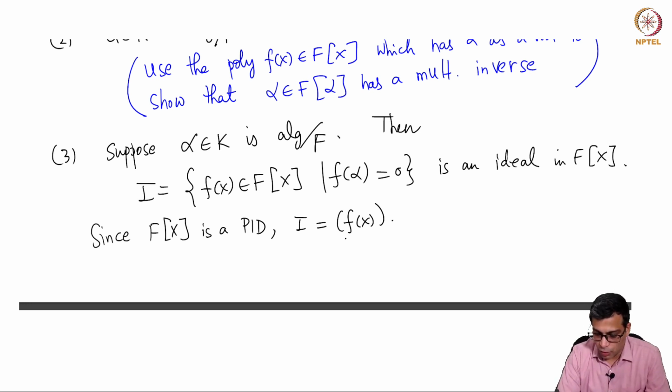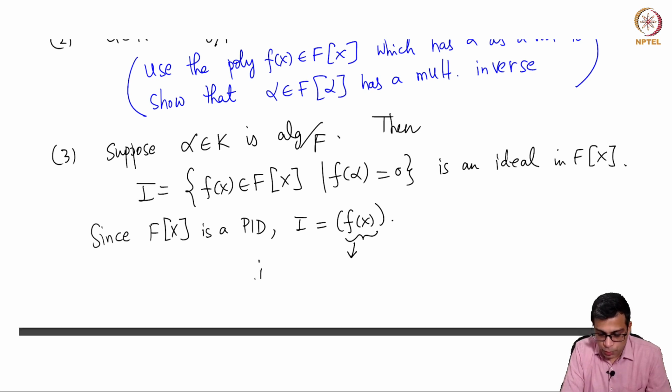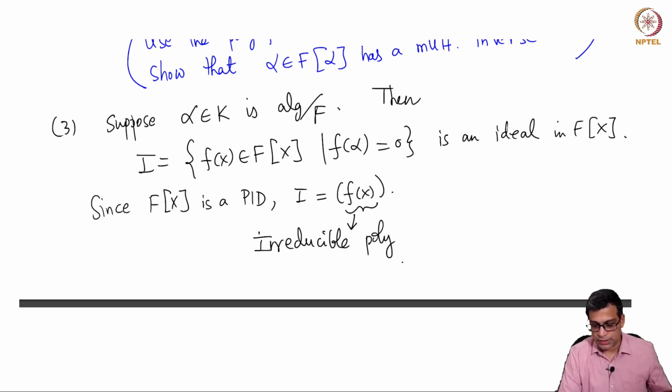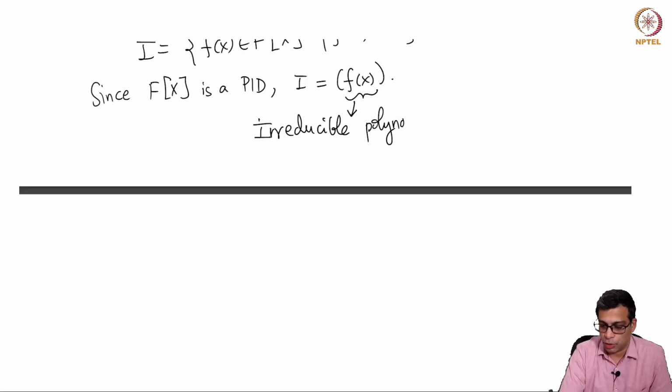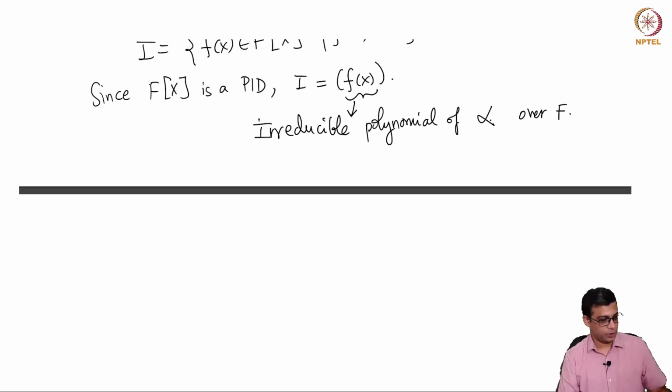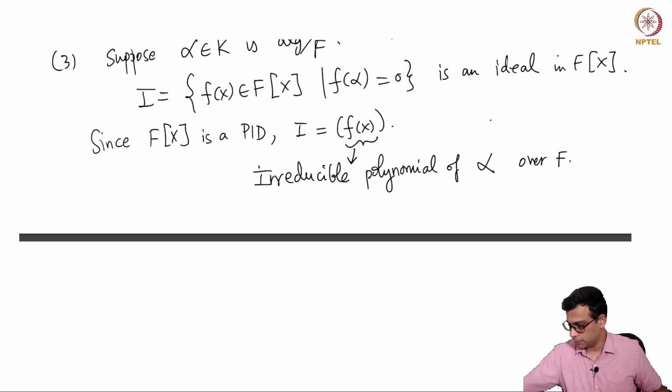And this generator is called the irreducible polynomial, and that will be irreducible. That is a fact one can check. It is called the irreducible polynomial of alpha over capital F. Okay. So I'm going to give examples of all these things.